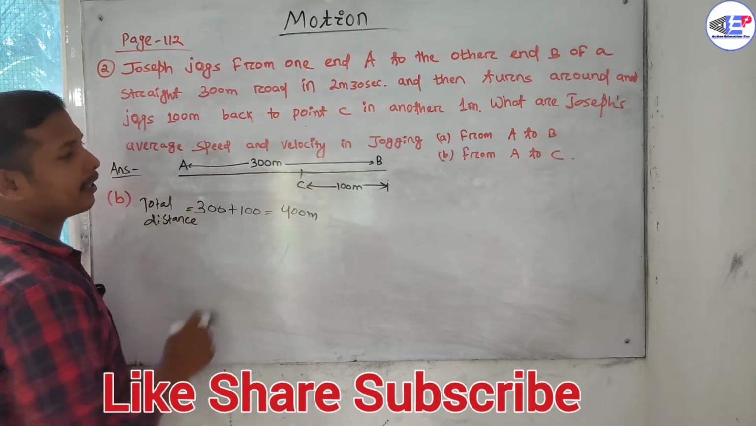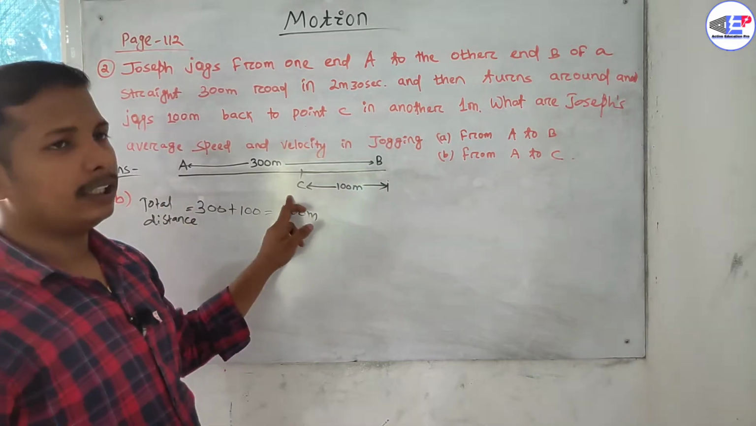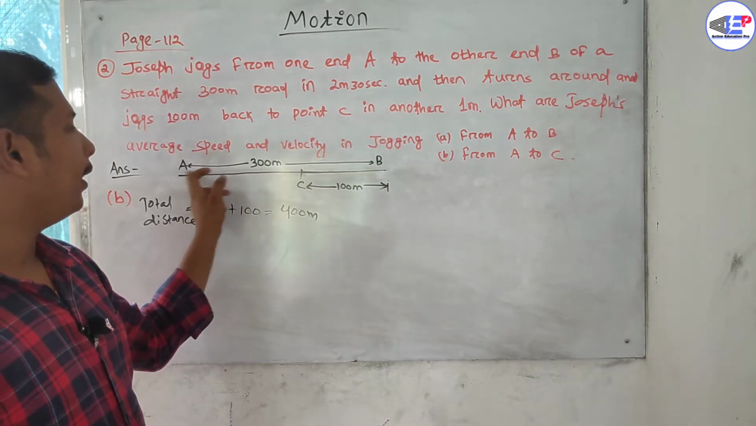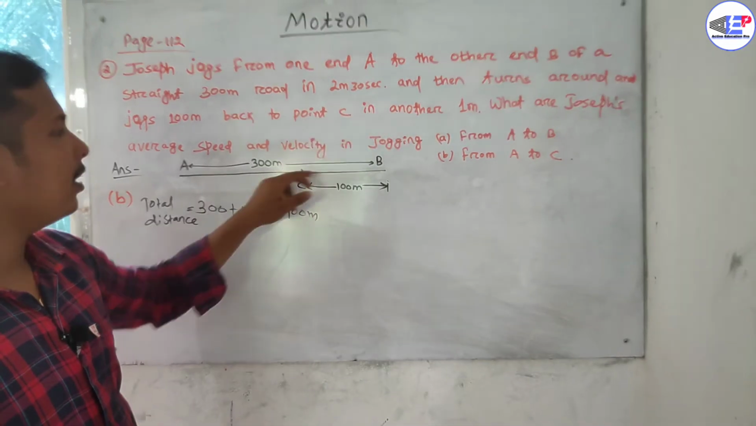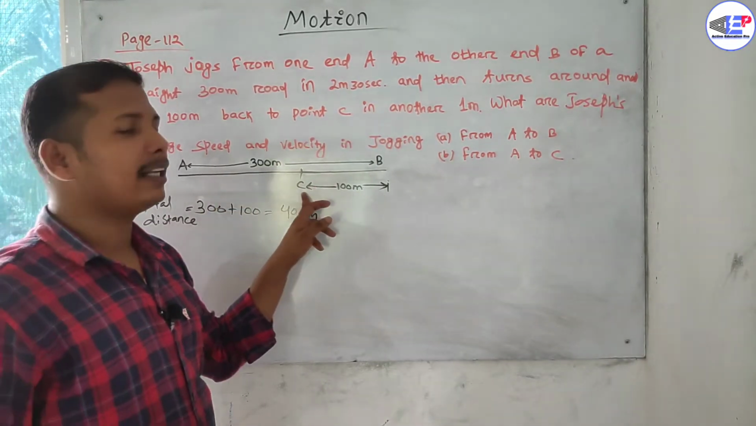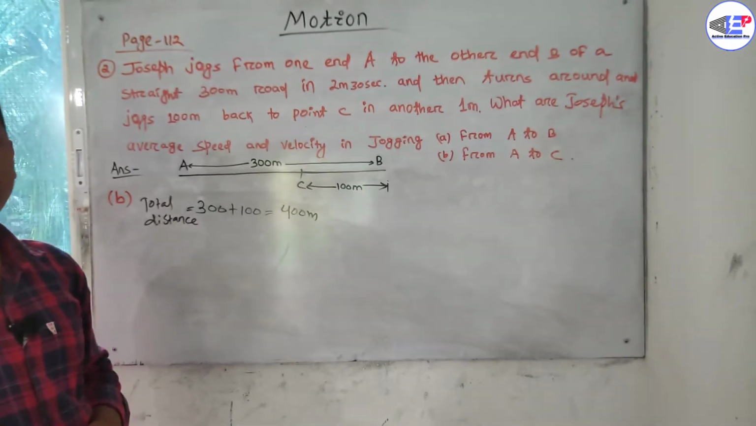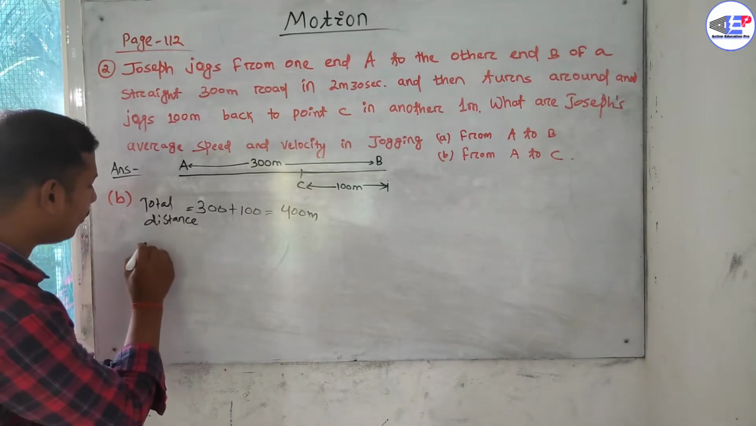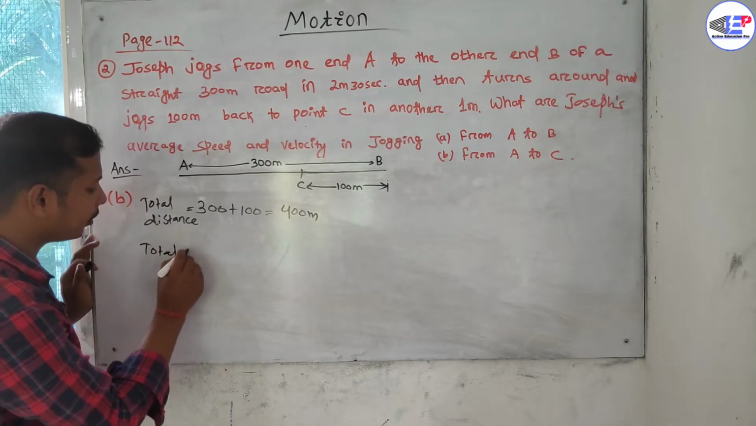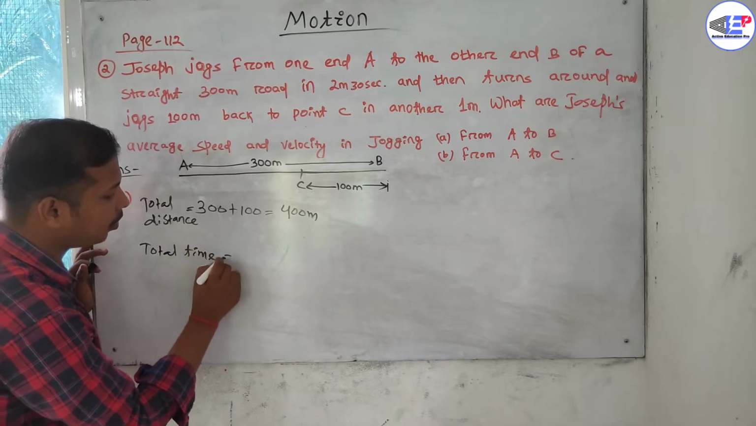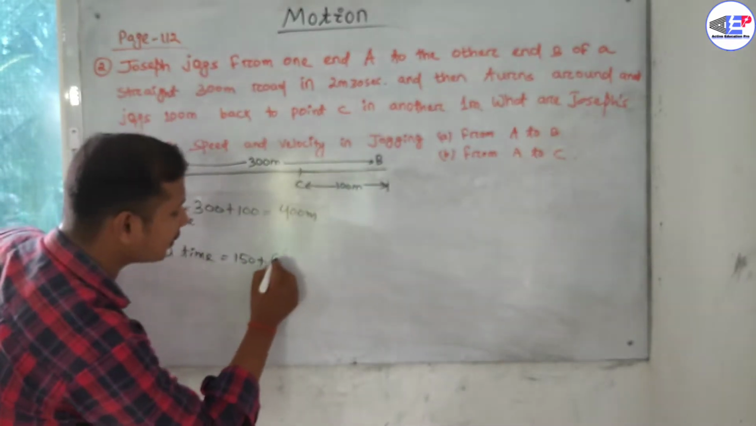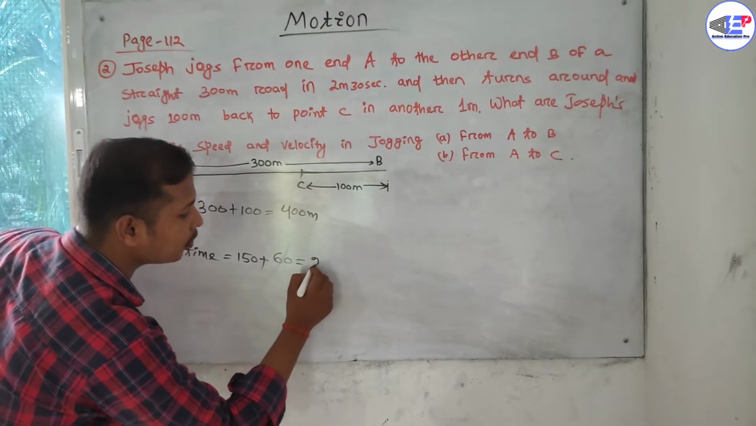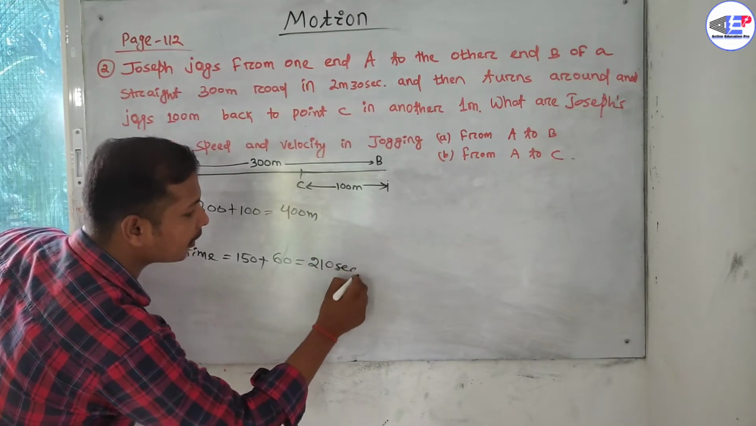The total time taken from point A to C is, from A to B, Joseph takes 2 minutes 30 seconds, which is 150 seconds, and from point B to C, it takes 1 minute, which is 60 seconds. So total time is 150 seconds plus from B to C it takes 60 seconds. Total time becomes 210 seconds.